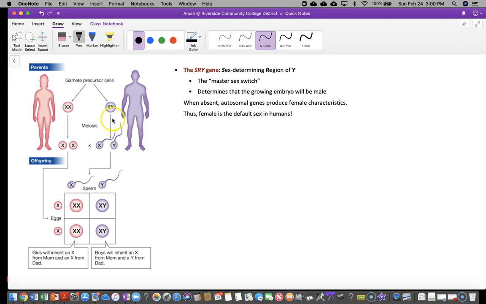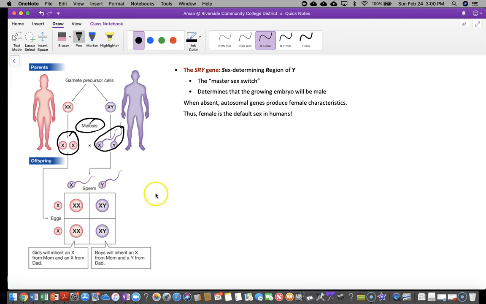Now, when meiosis happens, if you've watched the video or learned what meiosis is, in meiosis we change our cells into haploid cells, and these are the gametes. So the father produces 2 gametes, and the mother produces 2 gametes, X and X. The father produces X and Y. Okay, now we can see what happens.